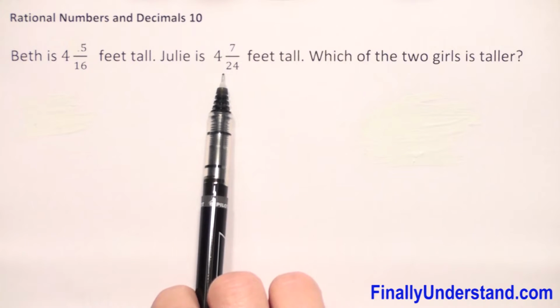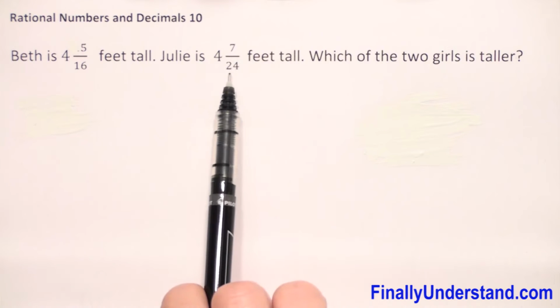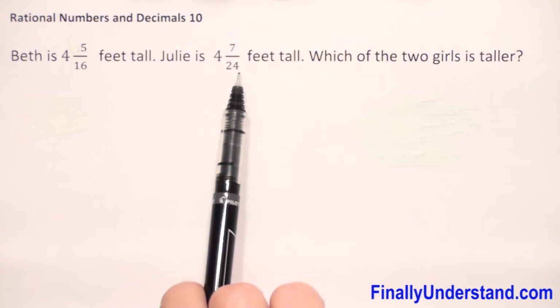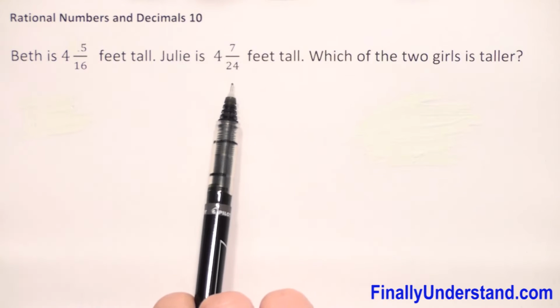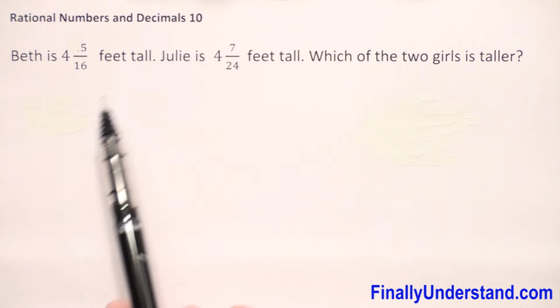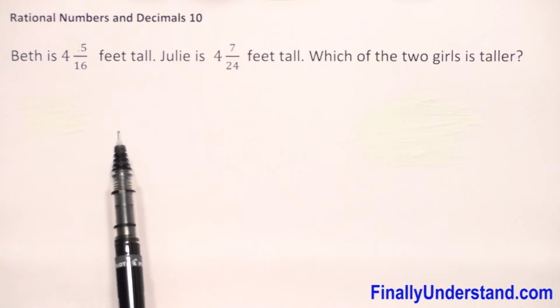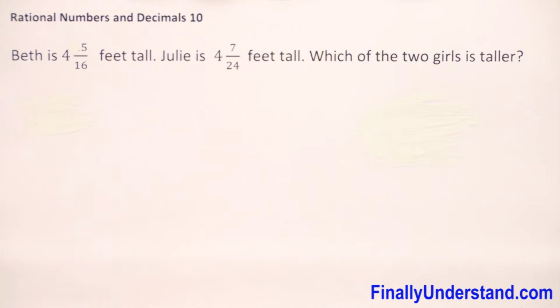So how do we do this? We have two ways. You can change these two fractions to decimals, or you can change these two fractions to the same denominator and compare only numerators. I think that changing to decimals will be the easiest way.